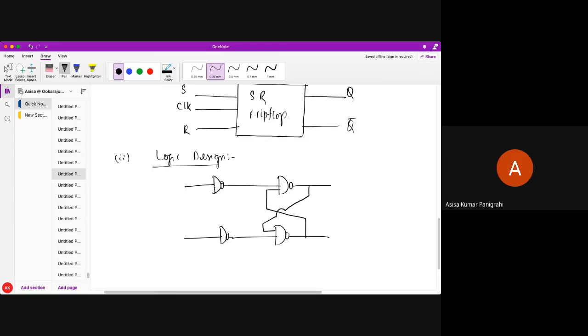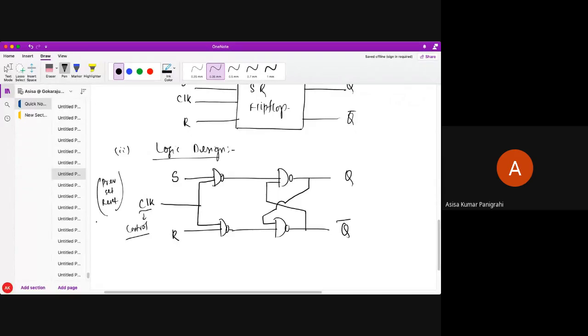Apart from this, one extra thing I am going to add over here is the clock, which is the controlling parameter. I have given A and B there. Here I am just giving S and R, nothing else. This is Q and Q bar. The extra thing I have given here is the clock. The clock will control the storing parameter, whether it will go for the previous state, set state or reset state. The clock will decide how long it will hold that particular value.